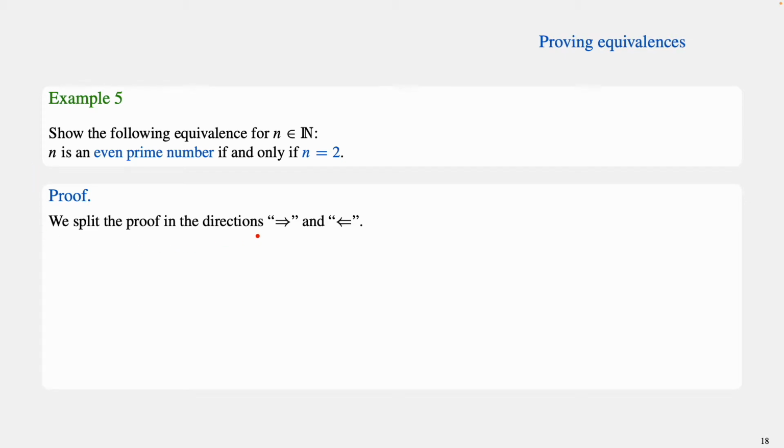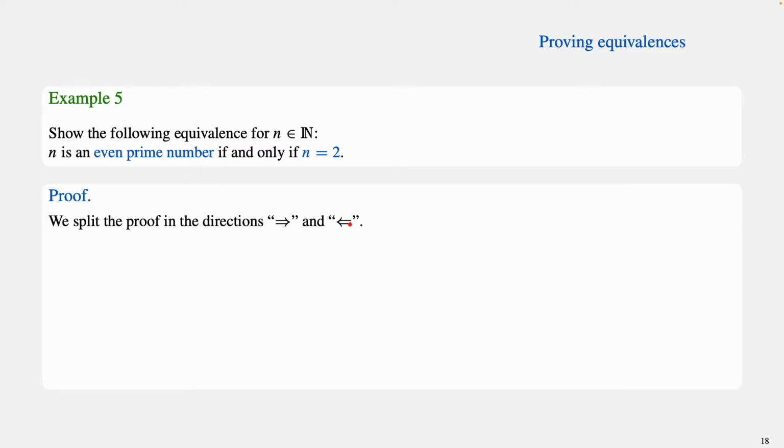So I split the proof into directions, from left to right. For this direction, I will assume that n is an even prime number, and then I will conclude that it has to be 2. And for this direction, I will assume that n is equal to 2, and then conclude that it is an even prime number.